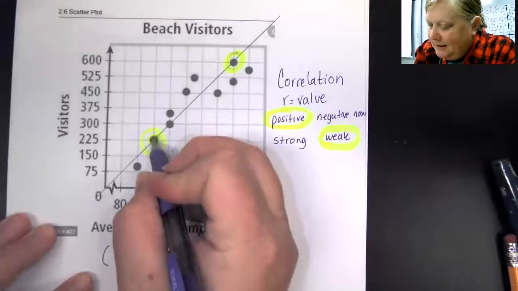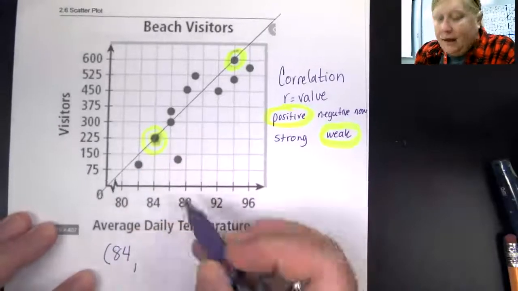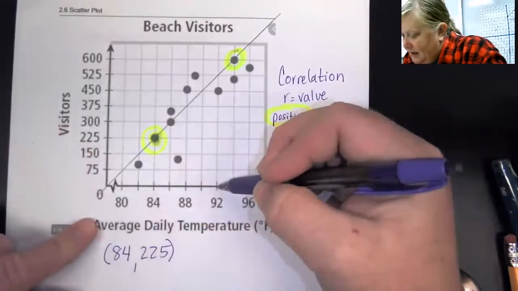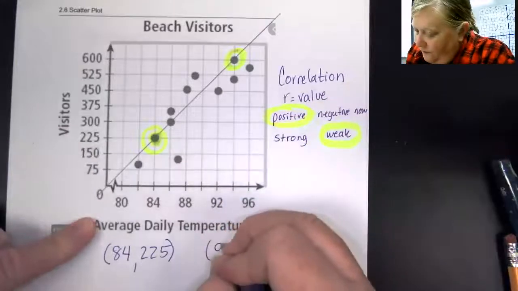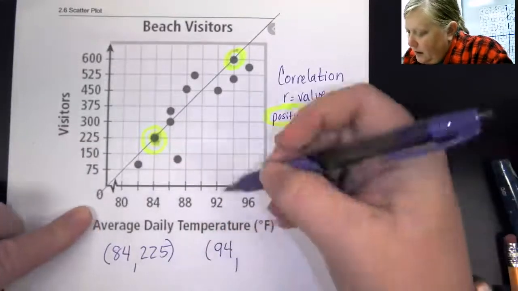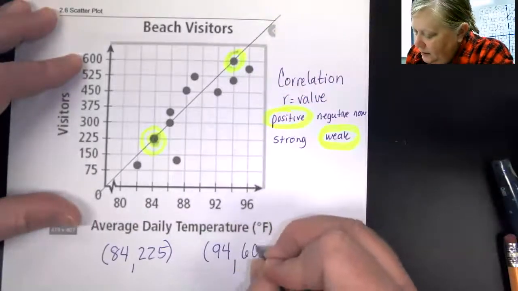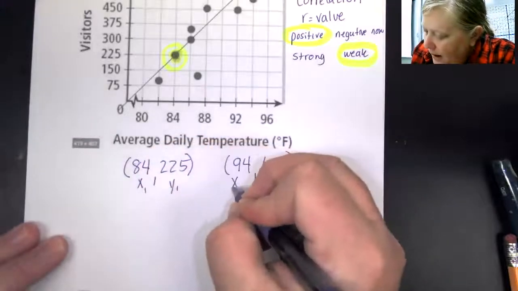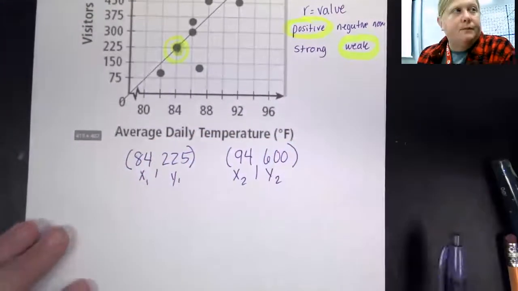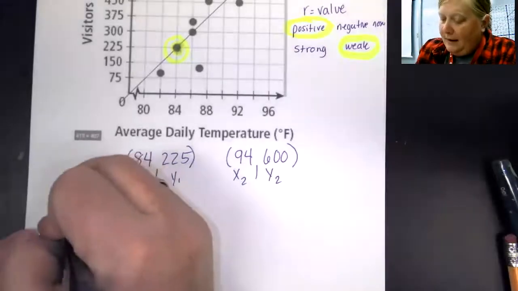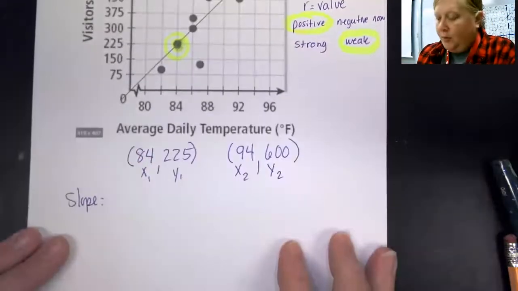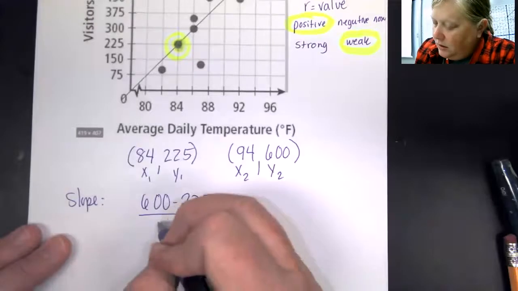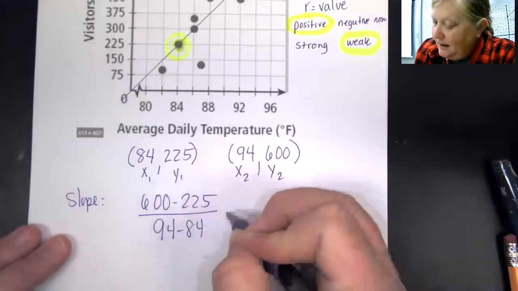So let's see, this is 84, comma, 225. And what's this? 92, 94, and 600. All right, you know how to do this. X1, Y1, X2, Y2, because I'm going to find my slope. So 600 minus 225 all over 94 minus 84.